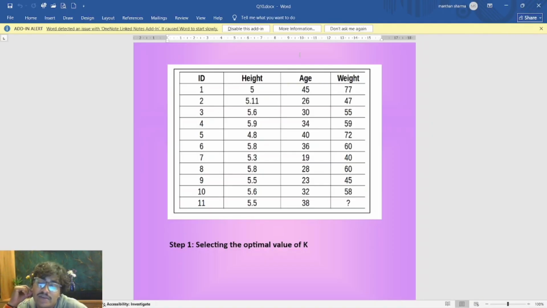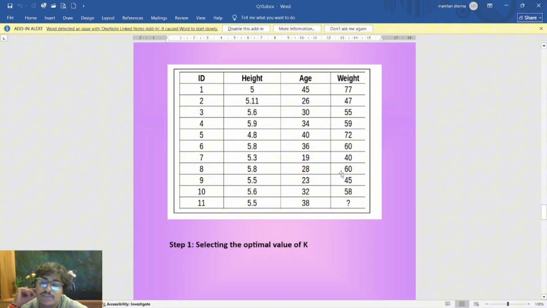All the distances are given in the table. For example, the distance to ID 6 is approximately 2.02, the distance to ID 5 is approximately 2.12, and the distance to ID 4 is approximately 4.02, and so on. So identify the three nearest neighbors. After sorting distances in ascending order, the three nearest neighbors are ID 6, ID 5, and ID 4. Now predict using average regression. The weights of these nearest neighbors are: ID 6 is 60 kg, ID 5 is 72 kg, and ID 4 is 59 kg.